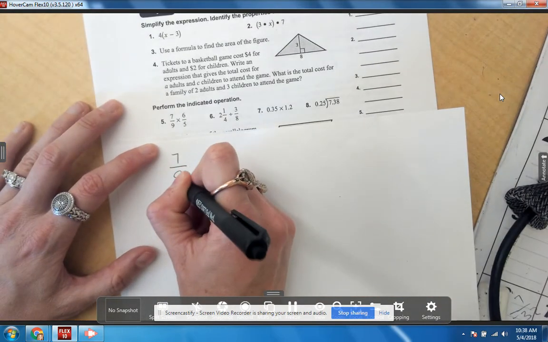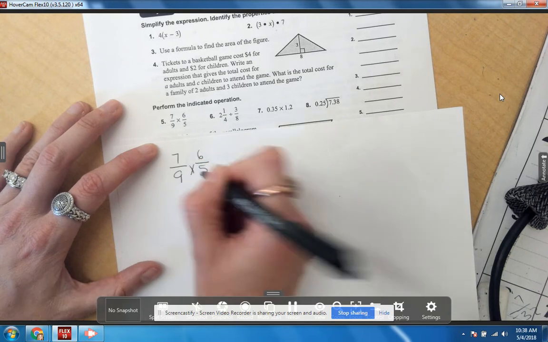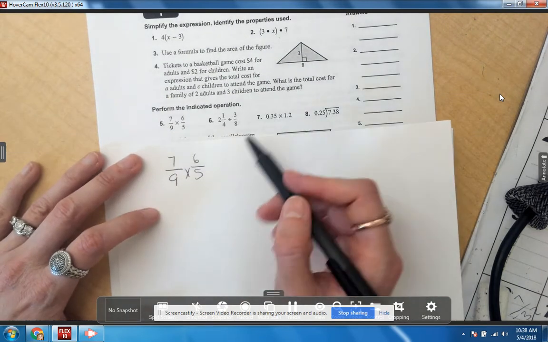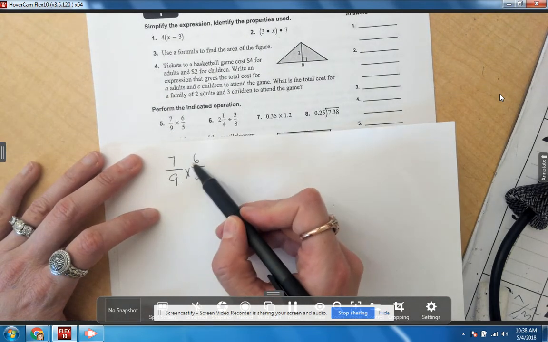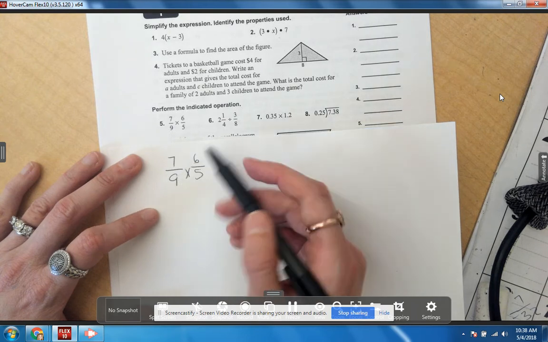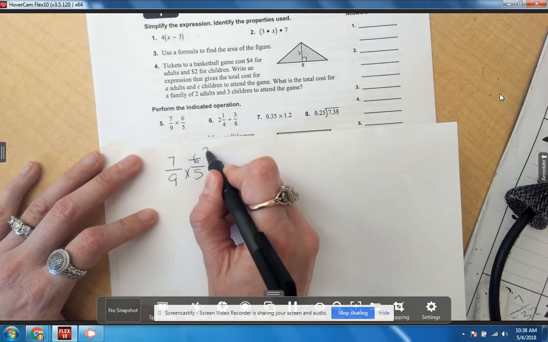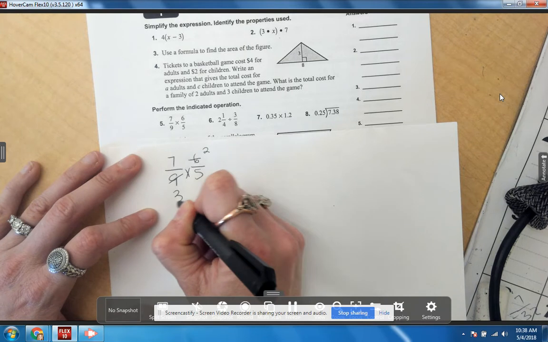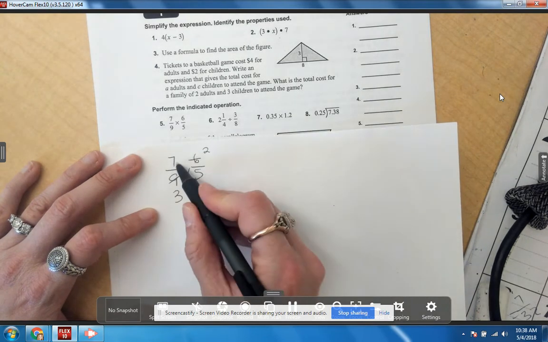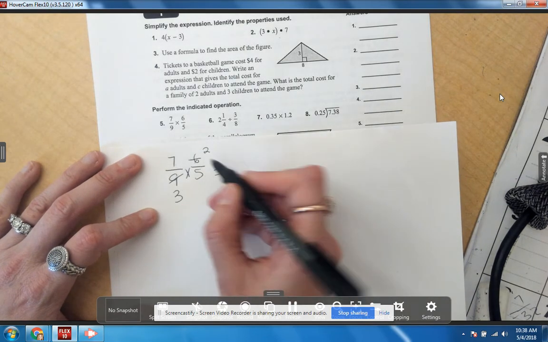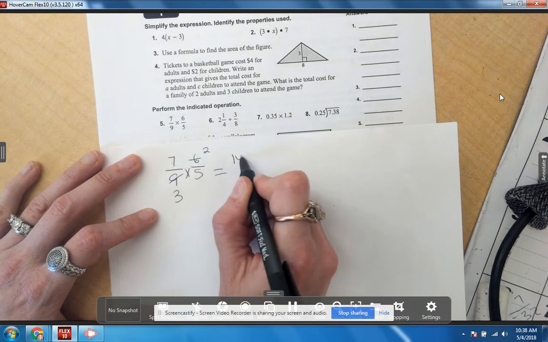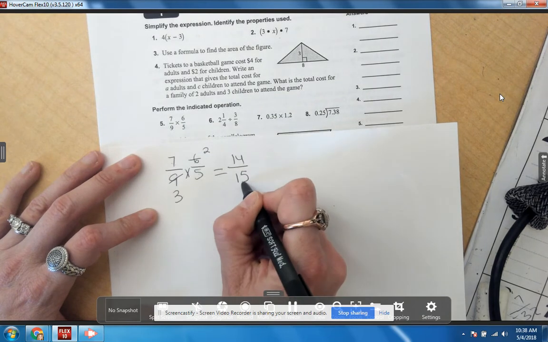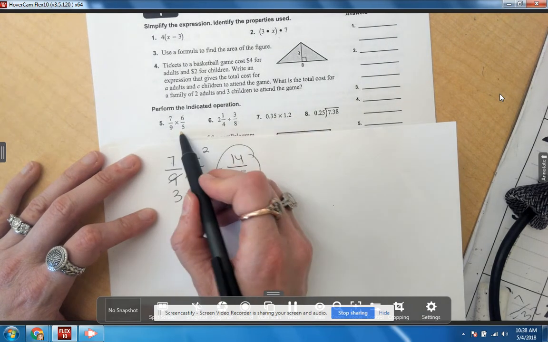So 7/9 times 6/5. So we can cross cancel, which means I look diagonally across and see if I could divide them by anything. I could divide 9 and 6 by 3. 6 divided by 3 is 2. 9 divided by 3 is 3. This I can't do anything with. Now I'm going to multiply across. 7 times 2 is 14. 3 times 5 is 15. So that would be your answer for this one.